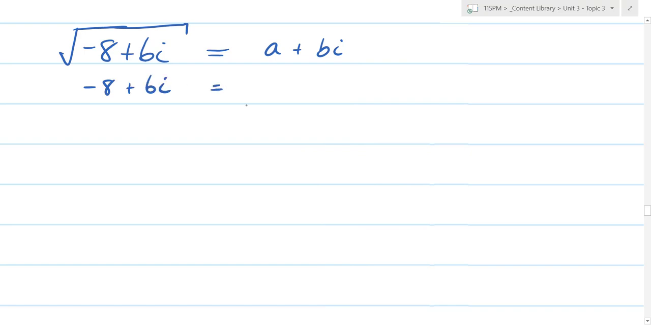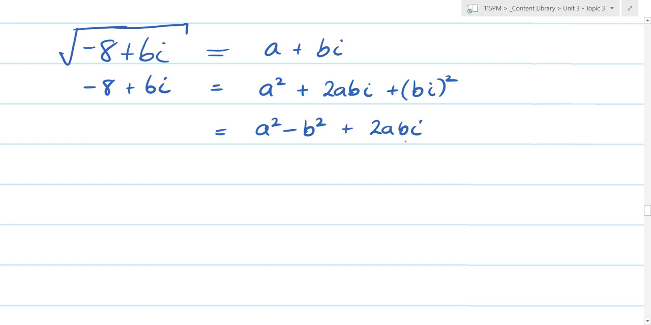When I square both sides, I get a squared plus 2abi plus b squared i squared. And that becomes a squared minus b squared plus 2abi. And that leads to the fact that this is the real component and that's the real component.